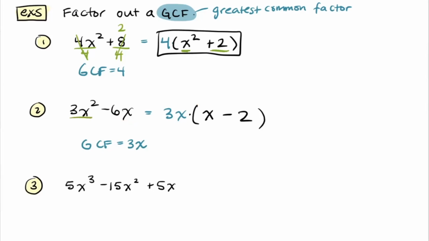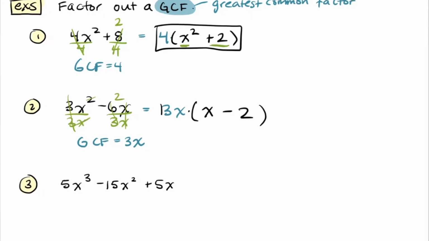Alternatively, like we did before, you could factor out the 3x and then divide everything by 3x. Those cancel. The x there cancels. You have x to the first, so you subtract the powers. Here the x's cancel. That gives you a 2. And so you have x minus 2 left over with the 3x out in the front.